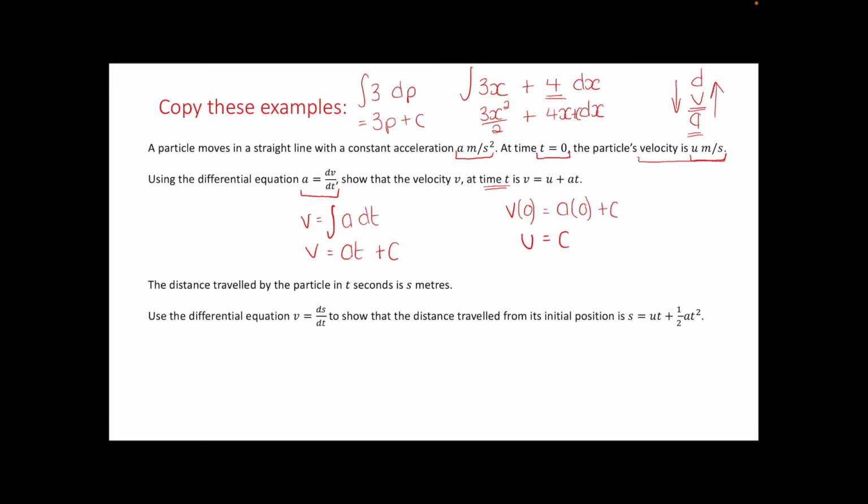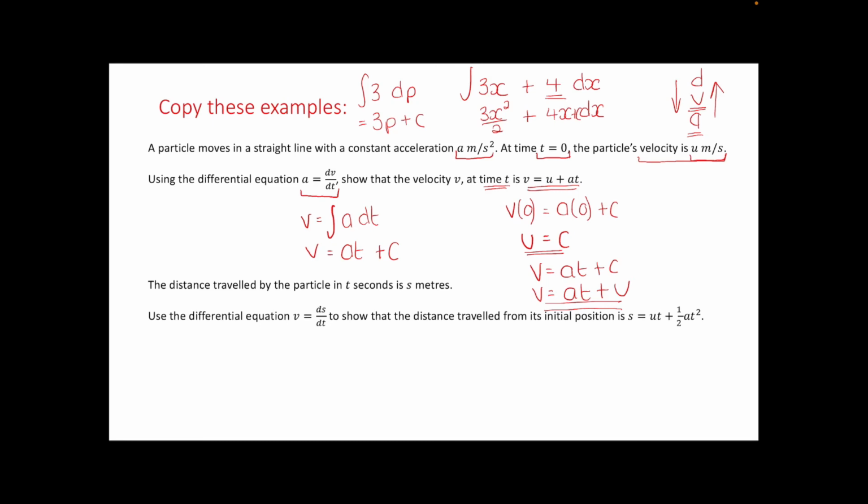So when we were doing our differential equations, remember the whole reason behind that was so that we could find this value of c. So we've now got this value here. So instead of having v equals at plus c, what we've actually got is v equals at plus u, which was just calculated. And if you compare this to what we were asked to find, they are the same thing. So that's us finished that section of the question. Moving on to the next one.